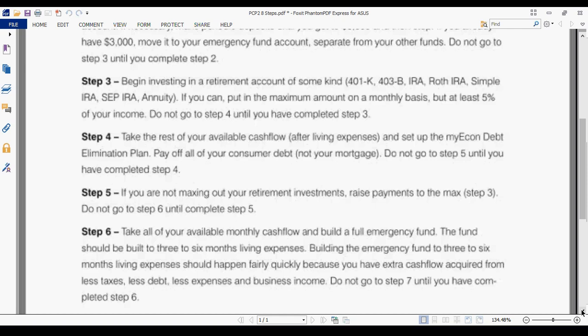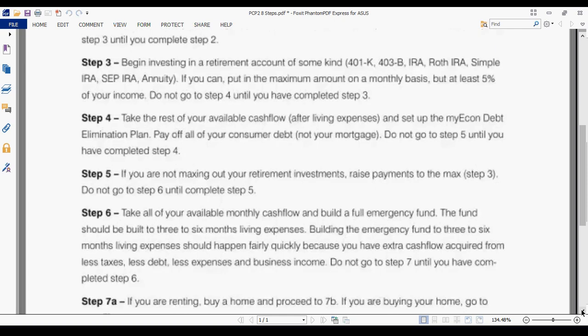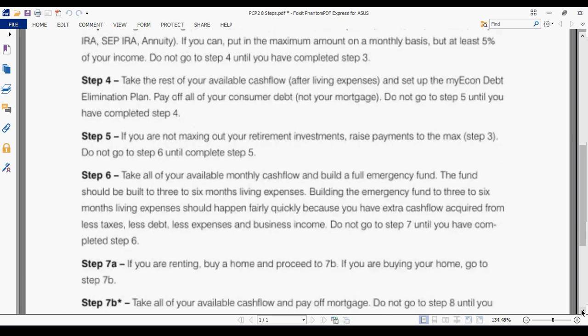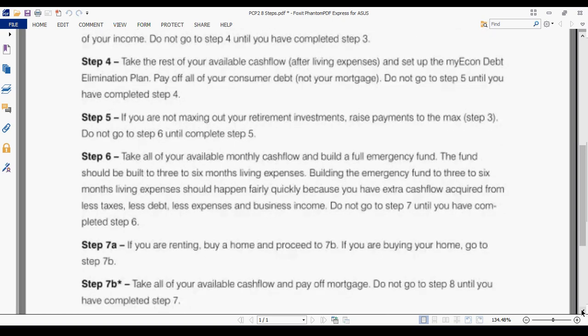Most people stress out and become even more ill because of money. Don't let that happen. Then it says, do not go to step number 7 until you've completed step number 6. Until you have that 6 months worth of living expenses, I need you to hold tight. Now, step number 7, there's 2 parts.